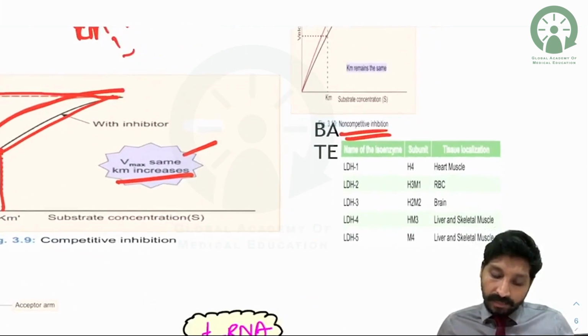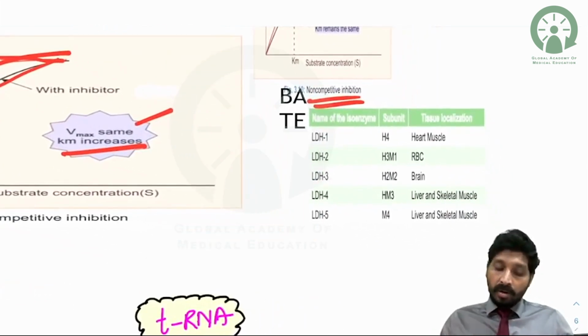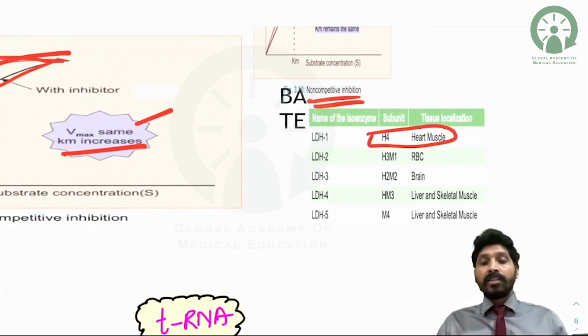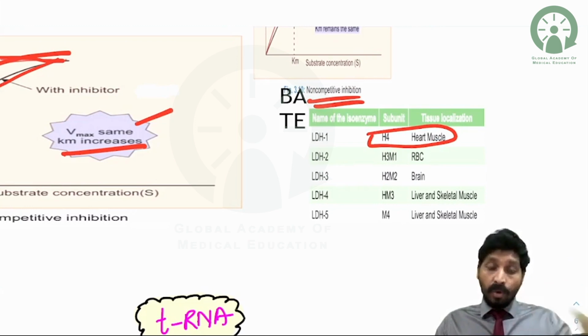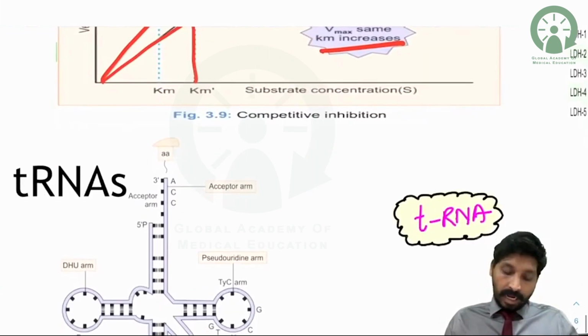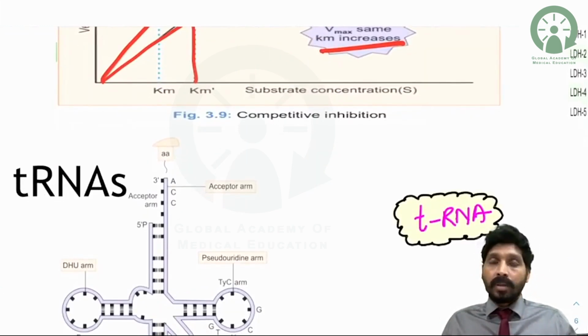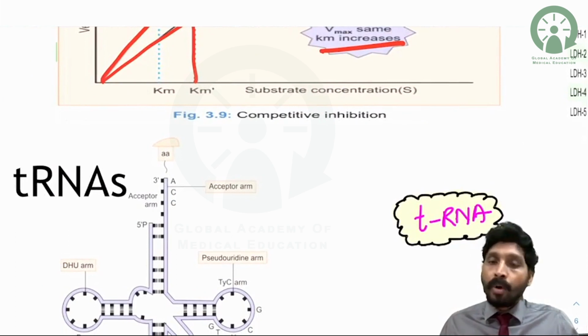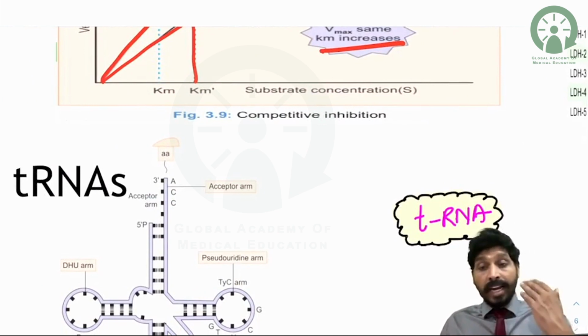And isoenzyme forms: LDH1, the H4 type, is present in heart muscle. In case of cardiac infarction or myocardial infarction, that fraction of LDH will be elevated. For liver enzymes, ALT especially is a liver marker, and ALP is a bone marker. In obstructive jaundice, ALP levels will be higher.